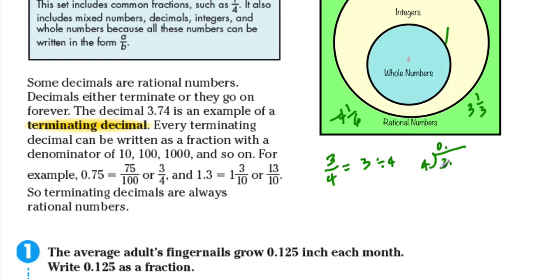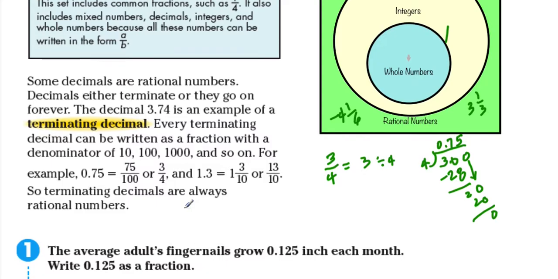So how many 4s going to 3? We know that won't happen. So we add a 0. How many 4s going to 30? That's 7. 28. Subtract that. End up with 2. Bring down another 0 from here. How many 4s going to 20? That's 5. 20. 0. It stopped division. The division ends when the remainder is 0. So when the division ends or terminates, that's why we call it a terminating decimal. That's the name, terminating decimal.